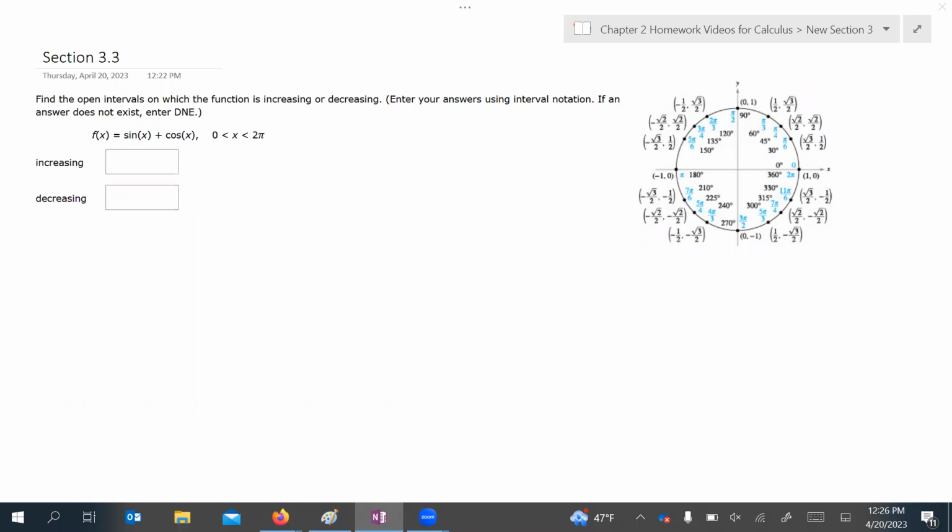We are looking at a problem from section 3.3. If you are in my hybrid class, this comes from number 7 on the practice problems. This problem deals with increasing and decreasing. I decided to switch it up a little bit and do one that involves a trig function. And so because of that, I've taken a copy of the unit circle that you are allowed to have on the test.